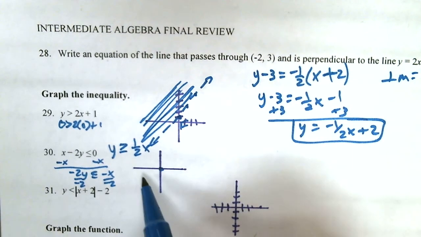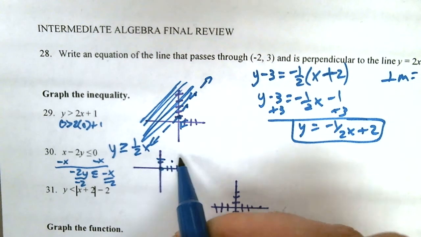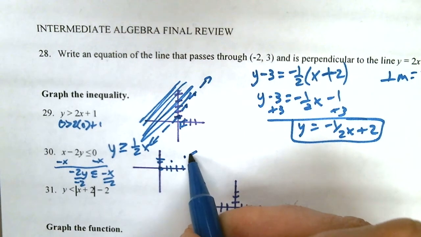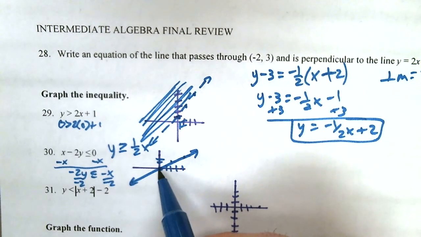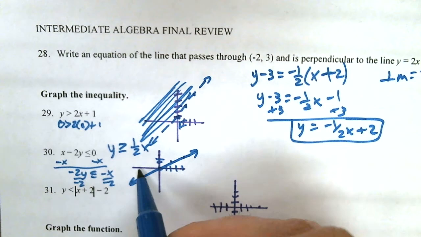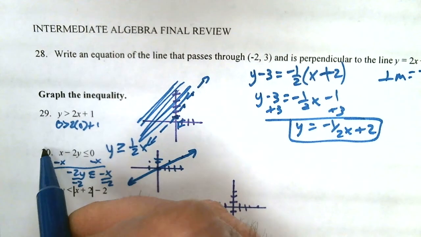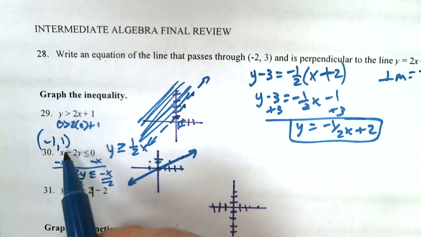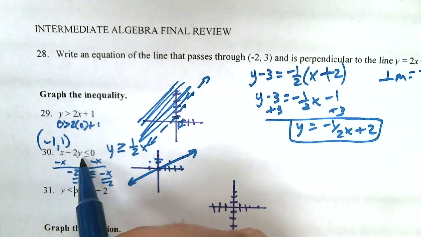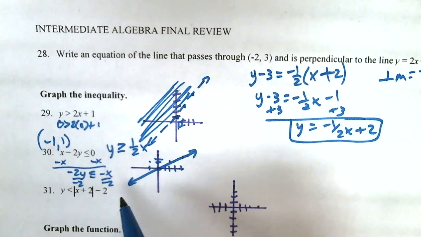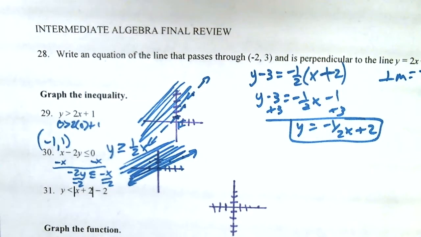Again, the y-intercept is 0, and my slope is 1/2. So I'm going to go up 1 over 2, up 1 over 2. There is an equal sign in there, so I'm going to have a solid line. Shading, I can't test the point 0, 0, so I'm going to test the point negative 1, 1. So the point negative 1, 1, I'm going to put negative 1 in for x. I get negative 1 minus 2 times 1 is negative 2, so I get negative 3 is less than or equal to 0. That's true, so I'm going to shade on the side that continues to be true.